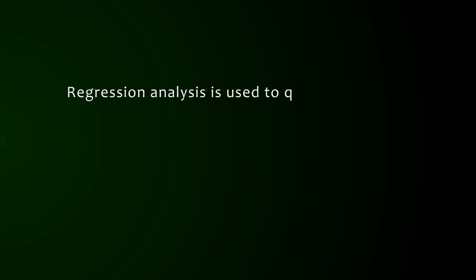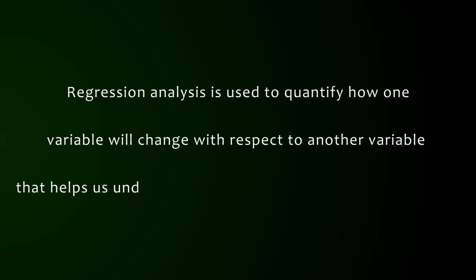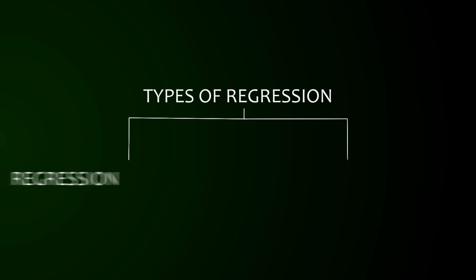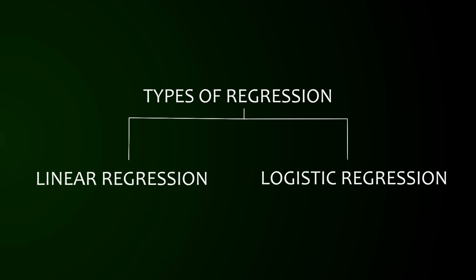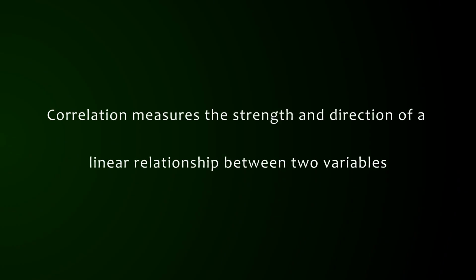Regression analysis is used to quantify how one variable will change with respect to another variable. That helps us understand the relationship between these variables. There are different types of regression analysis, and the common ones are linear regression and logistic regression. Correlation is another term often associated with regression analysis, which you might come across. So when you plot X and Y on a scatter plot, you want to see how correlated they are. Correlation measures the strength and direction of a linear relationship between two variables.